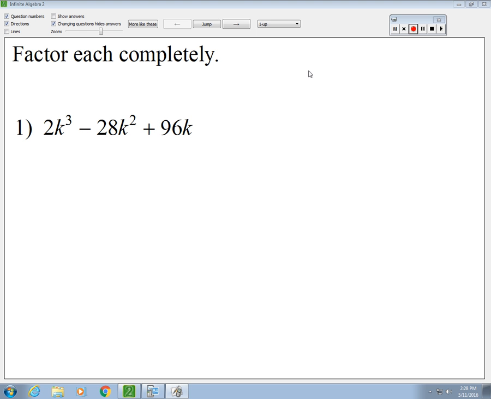Alright, next problem. How would you factor something like that?